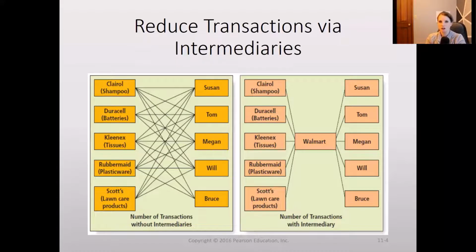And think of the additional costs and just general transaction costs that would exist with each of those transactions. Okay. So reducing the number of intermediaries can be a really useful function of distribution channels.